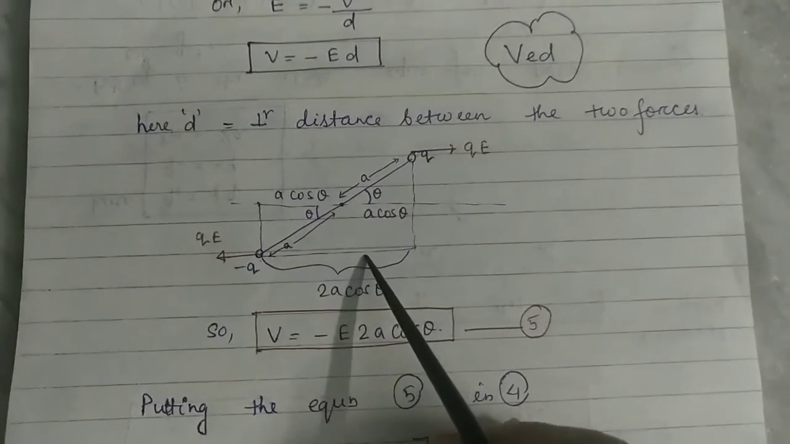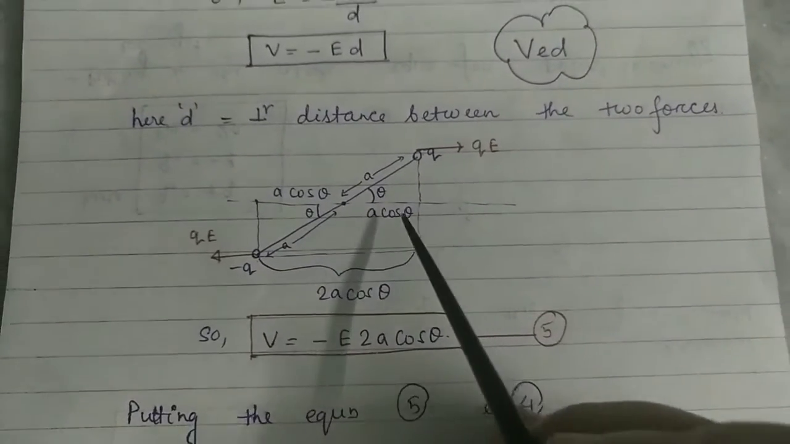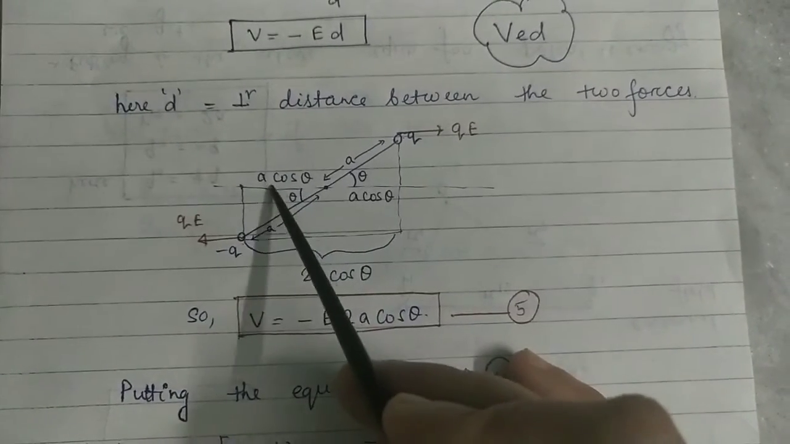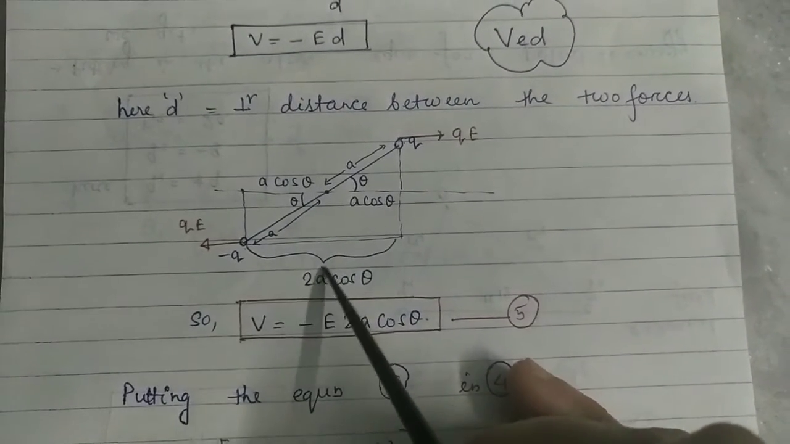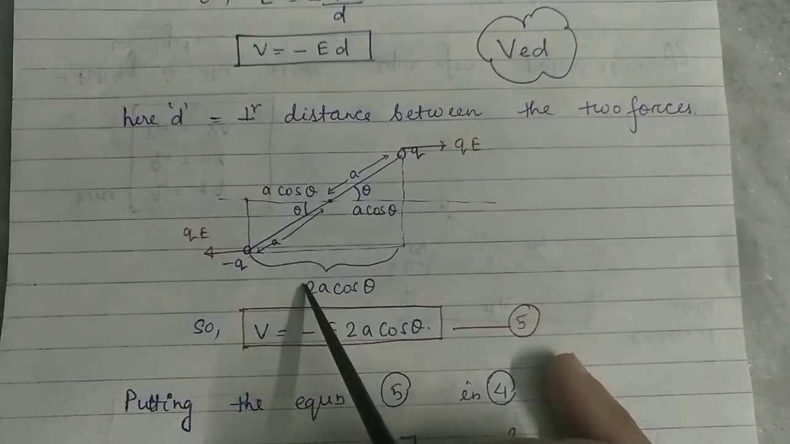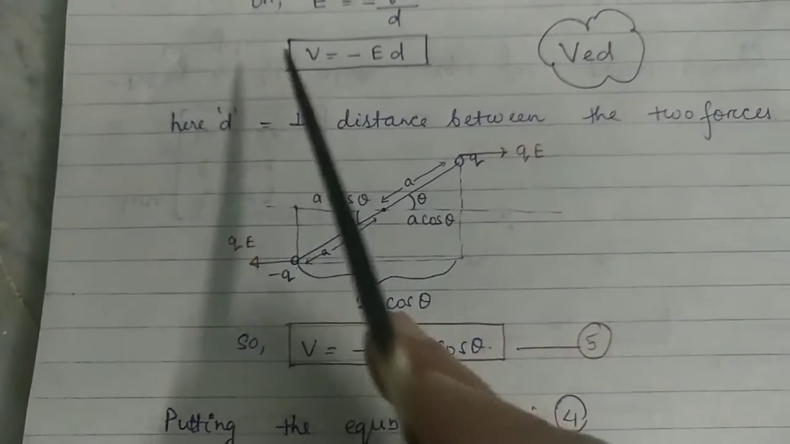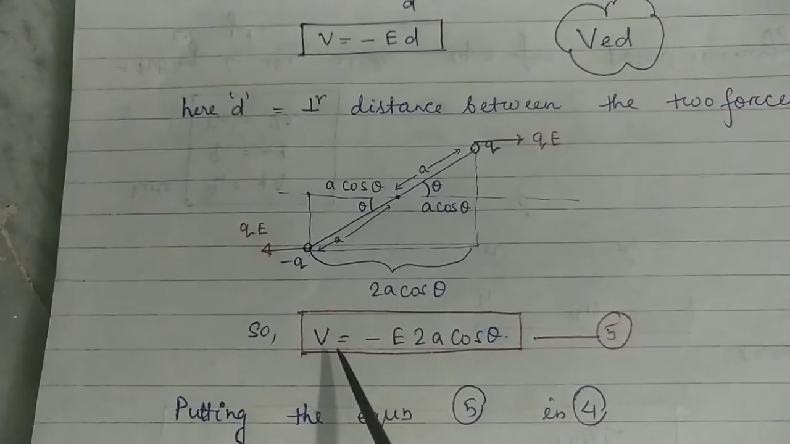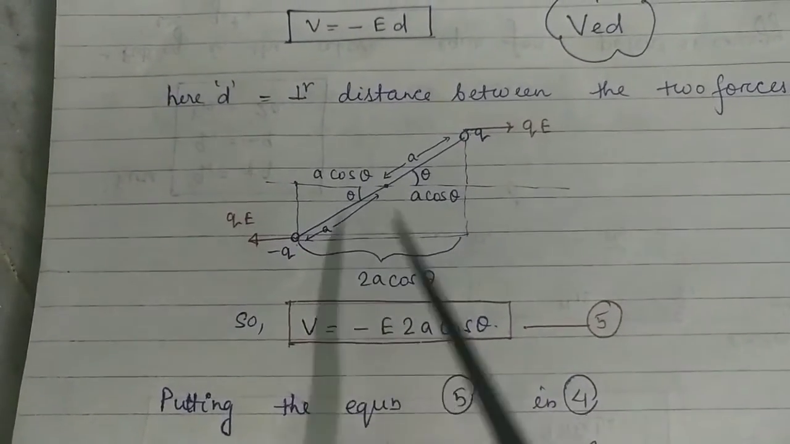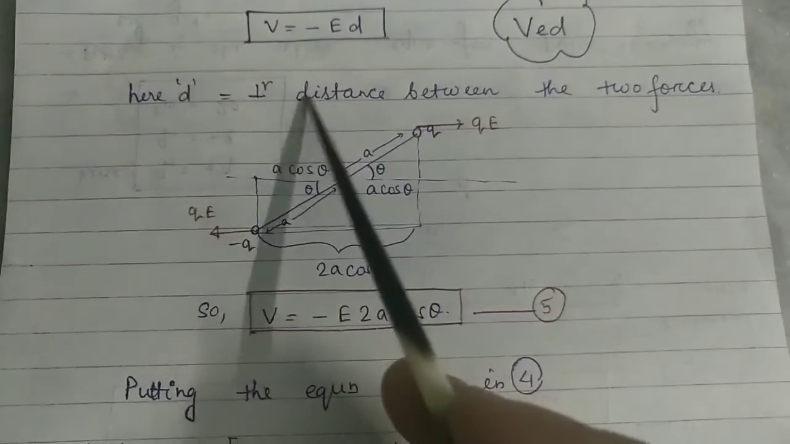How to find this perpendicular distance? We can find it from trigonometry. This angle is theta. This will be a cos theta. This is also a cos theta. So the total distance is 2a cos theta. From here to here the total distance is 2a cos theta. So we can write this change in potential, V equal to minus of E, and in place of D we put the perpendicular distance.